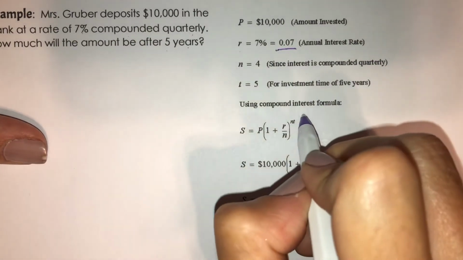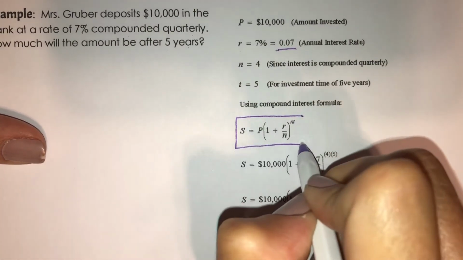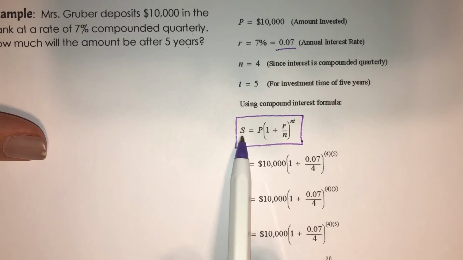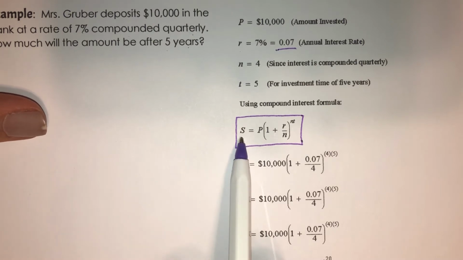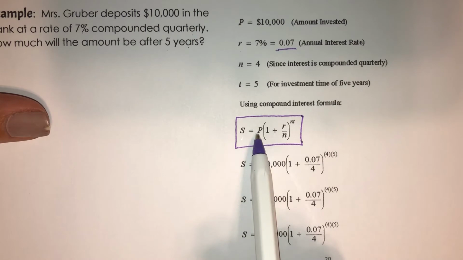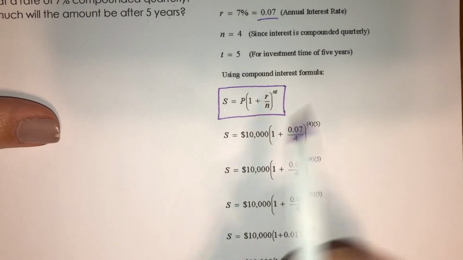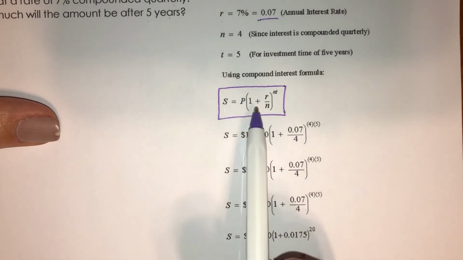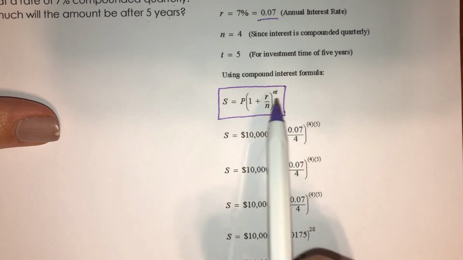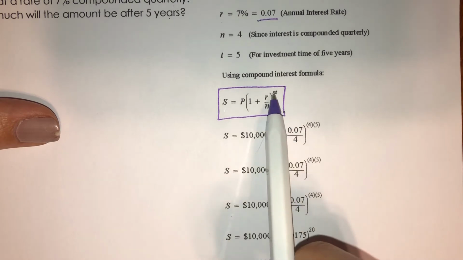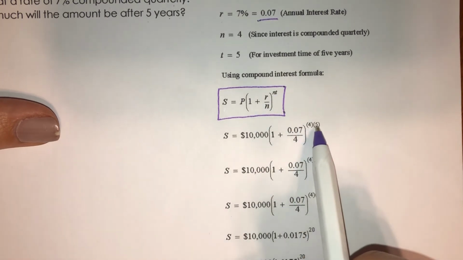All right, so here is my compound interest formula. I'm going to write that down first. Again, different people use different letters here. I just write A for the amount, but it just means how much you have in your compound interest. So, principal times (1 plus R over N) to the NT power. Now I'm going to plug in what I know. Principal is 10,000. 1 just stays as 1. R is 0.07. N is 4. N times T is 4 times 5.